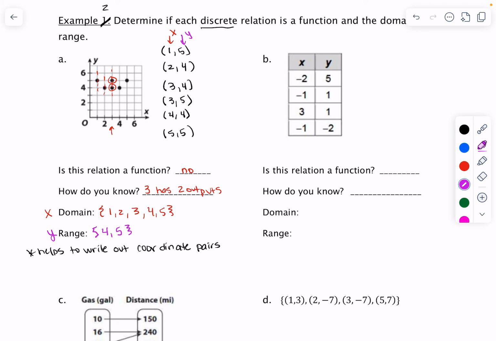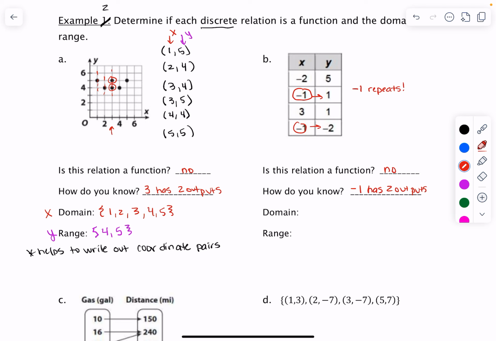For letter B, I've got this table. We don't want x to repeat, but here I've got -1 and -1 going to 2 different outputs. So the -1 repeats, so that makes it not a function. How do we know? Because -1 has 2 outputs.